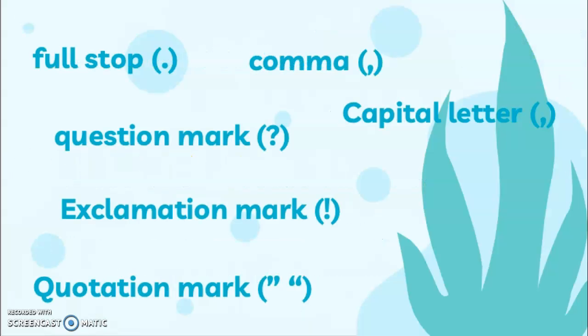What is punctuation? What are the items in punctuation? So these are the basic things that you should know. We should have a full stop in every sentence. We should have a comma, question mark, capital letter, exclamation mark, and quotation mark. Okay, these are the items of punctuation.